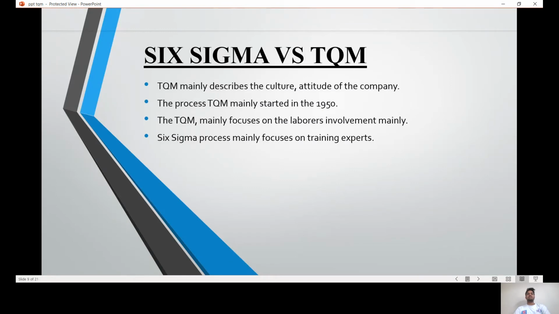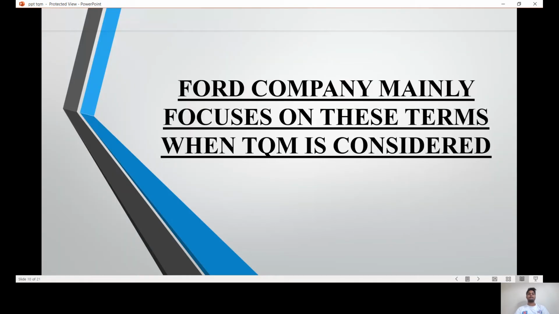Now let's discuss Six Sigma and TQM. When comparing Six Sigma, it is somewhat similar to TQM. TQM mainly describes the culture and attitude of the company. It was started in 1950. The main aim of this process is to satisfy the customer's need and to provide them with a quality item. The Six Sigma process mainly focuses on training experts, and these experts are used to solve important problems.